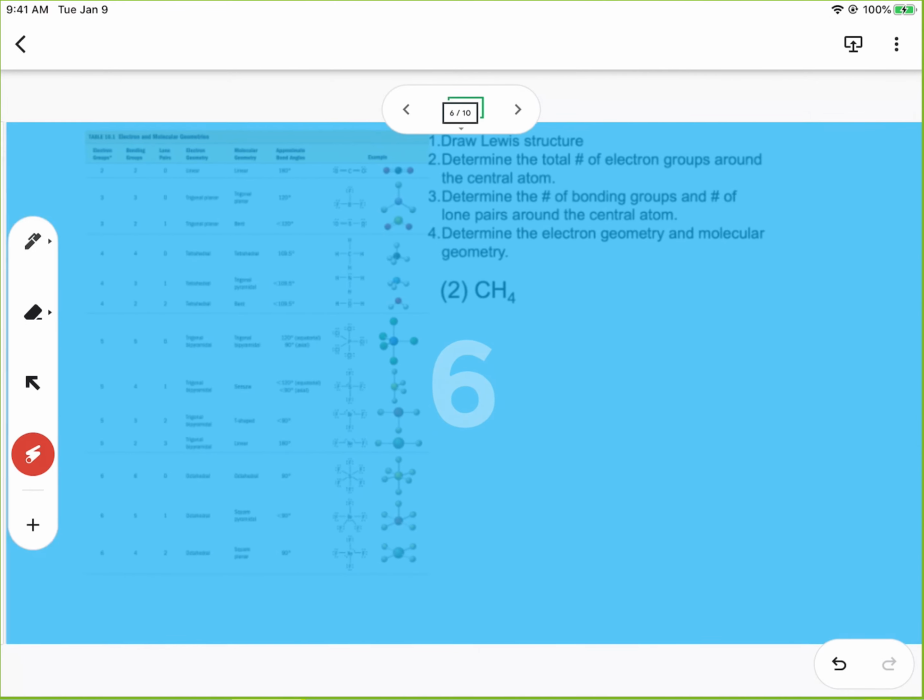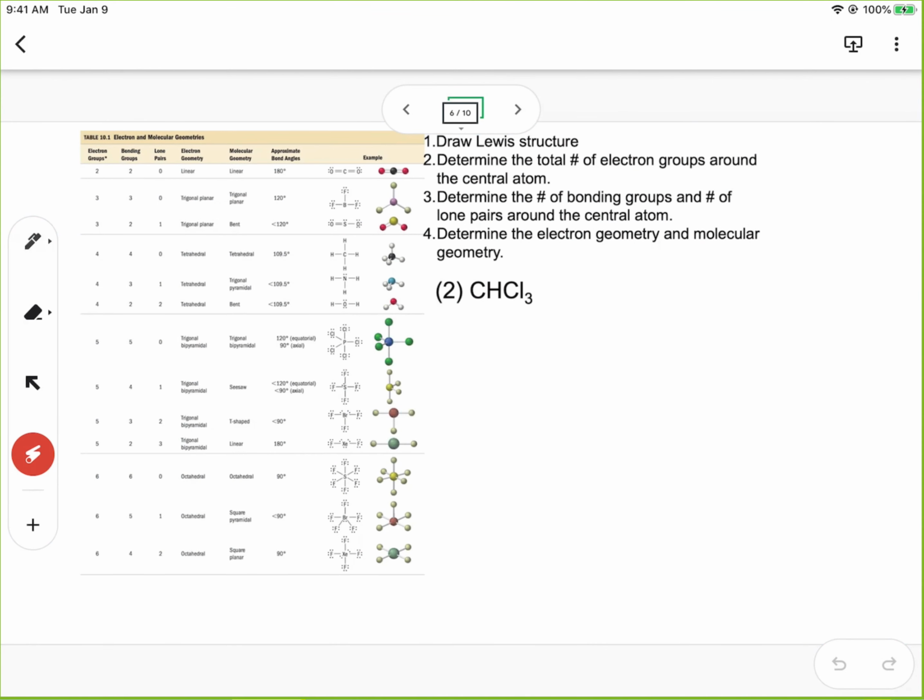Okay, next example is CHCl3. Again, first step, draw the loose structure. It's going to be CH, Cl, Cl, and Cl.